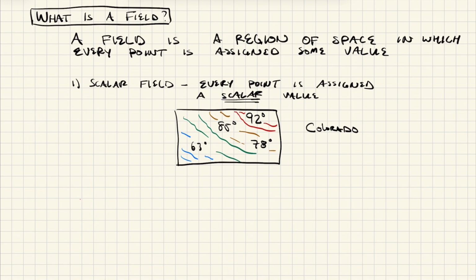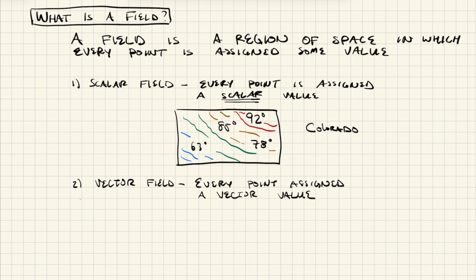The other kind of field that we might run into in intro physics is what we call a vector field. Vector fields are fields in which every single point is assigned a vector value. This one's harder to imagine, but for example, if you were a hydrologist studying rivers, you could make a vector field that maps out the current in different parts of the river.